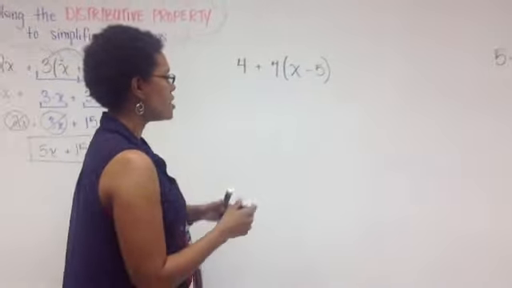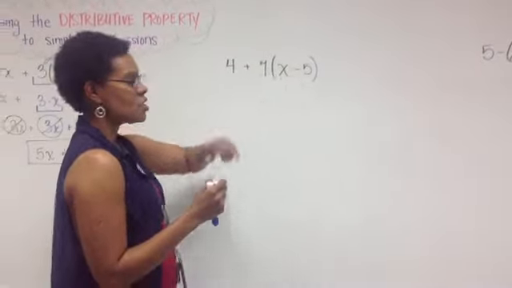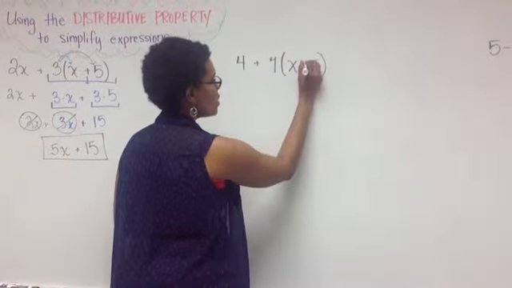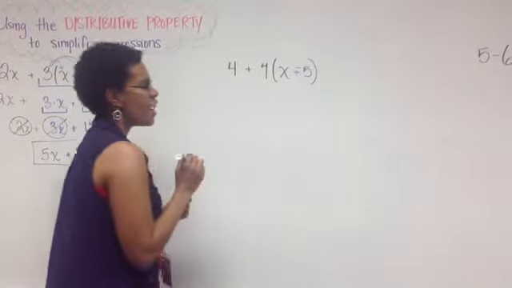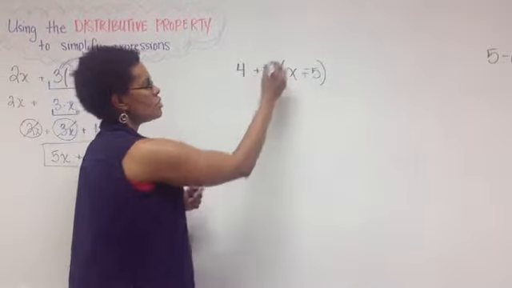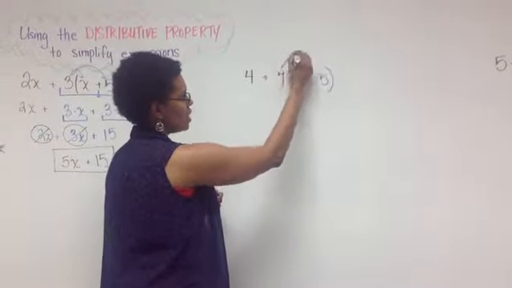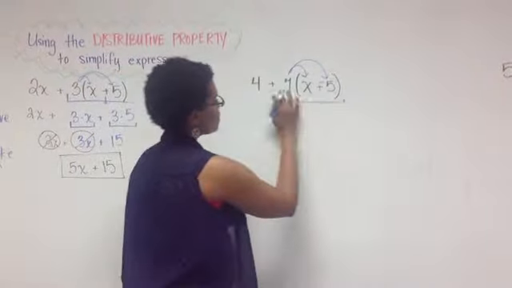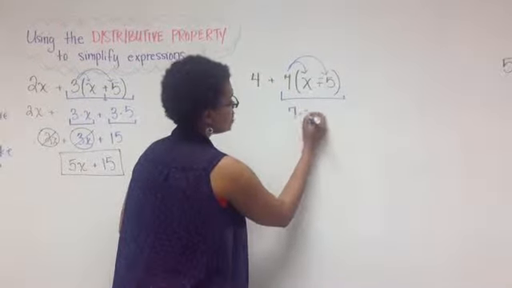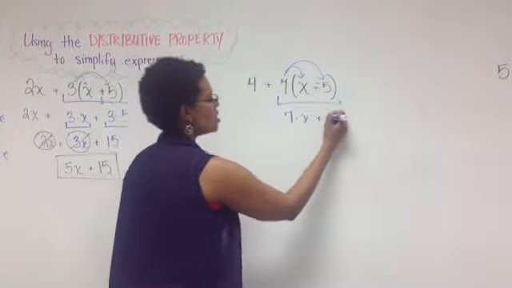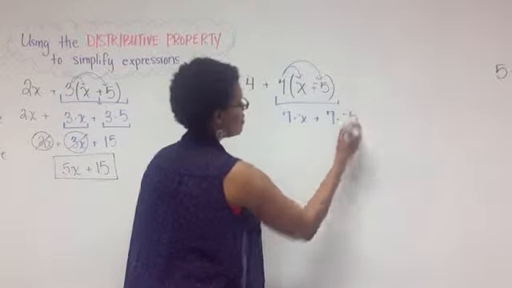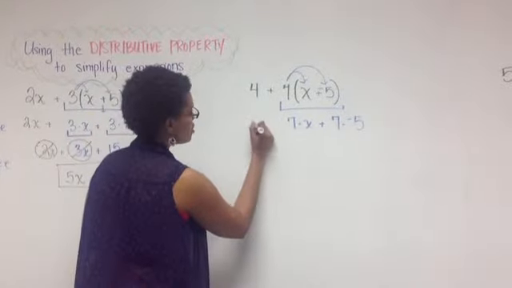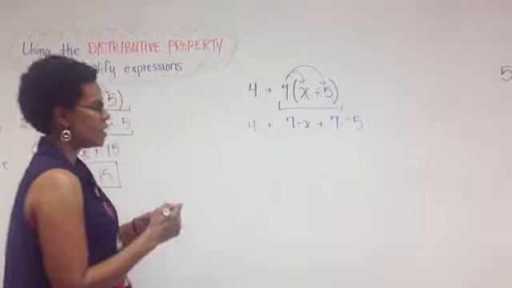Over here, our first step is actually going to be changing all of our subtraction to addition. So we're going to make what was a minus 5 plus a negative 5. Now we're going to use the distributive property to eliminate those parentheses. So we're going to rewrite this. 7 times x plus, because remember we changed it, 7 times negative 5. Bring down that dangling part of our expression so we don't forget about it.